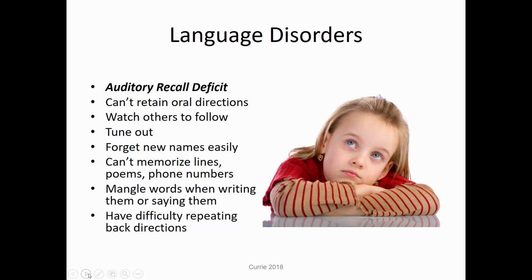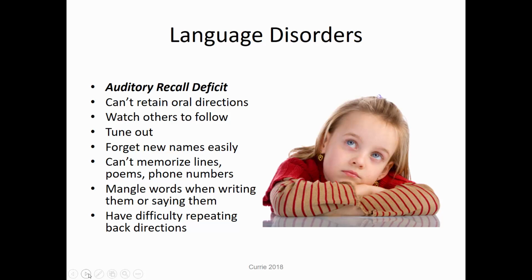They can't keep phone numbers in their head. If you give them directions, they will get lost. They really need to use a GPS. They have a difficult time memorizing things, memorizing poetry. So it's auditory recall. If they watch you do something, it's much easier for them to follow your physical movements and repeat by watching, as opposed to repeating whatever it is that you tell them.